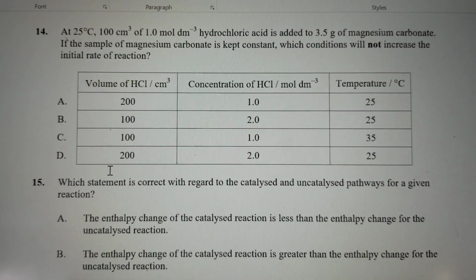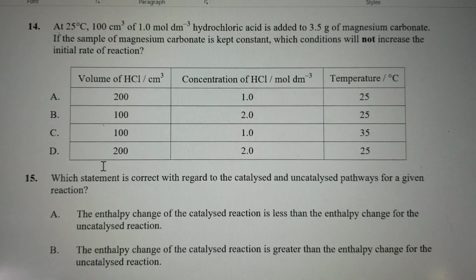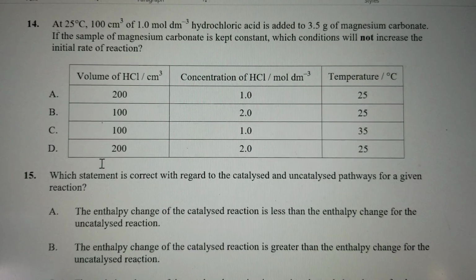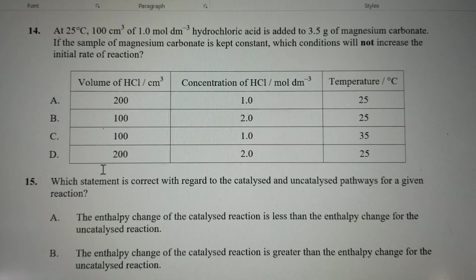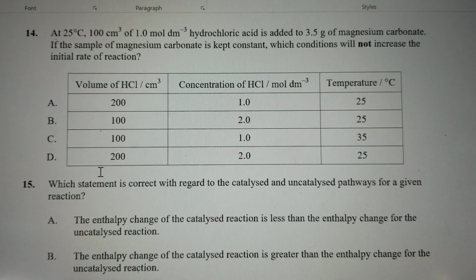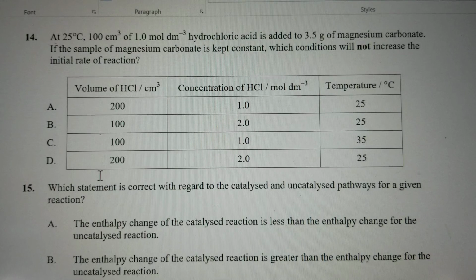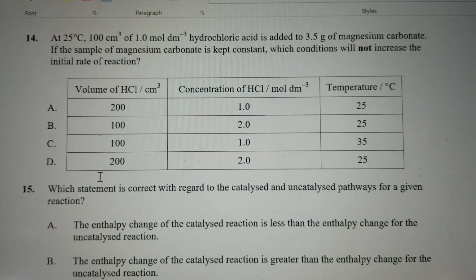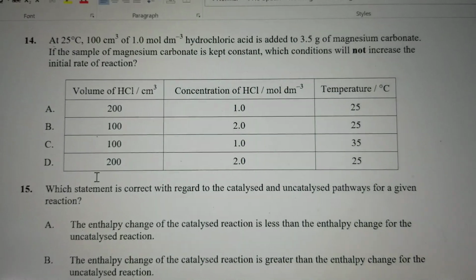Question 14 talks about, at 25 degrees Celsius, you have 100 centimeters cubed of 1 molar hydrochloric acid added to 3.5 grams of magnesium carbonate. If the sample of magnesium carbonate is kept constant, so you don't change the magnesium carbonate at all, which conditions will not increase the initial rate of reaction?